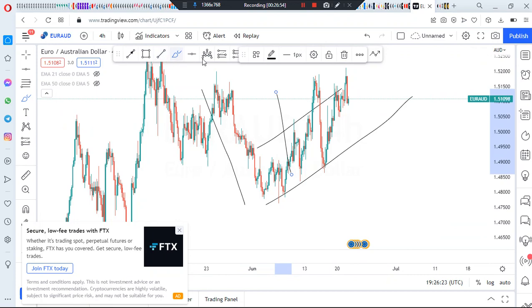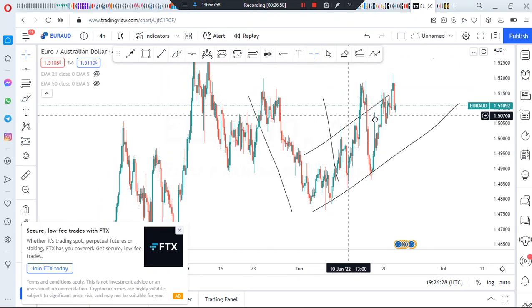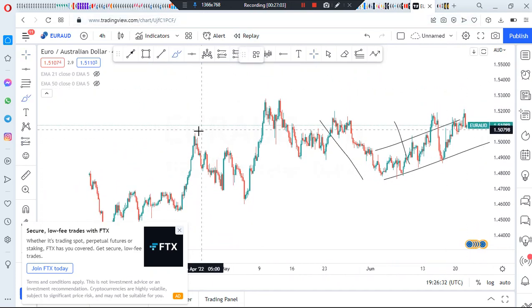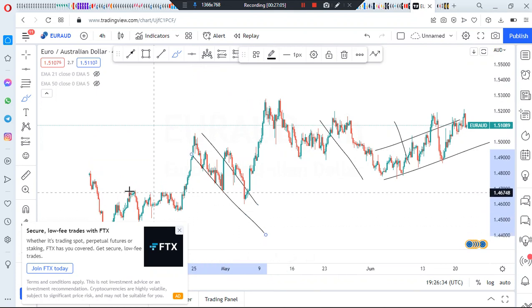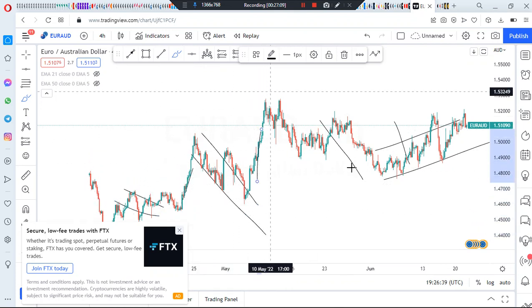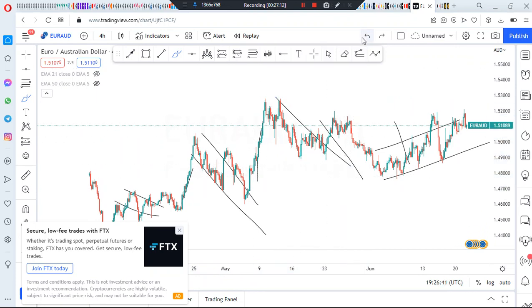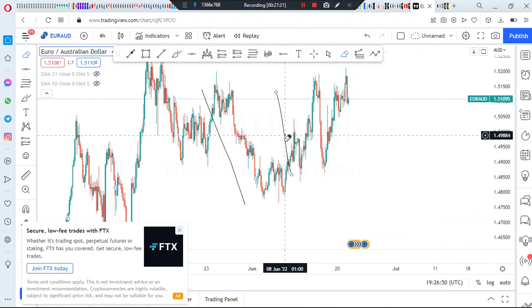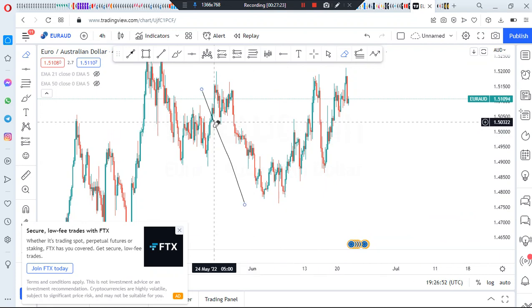and as you can see here, if you look closely, this was a correction. This was another correction here. This was an impulse. This was another correction. So what are we looking for? Let me just remove this. I like to keep my charts clean so that I don't get lost in my analysis.